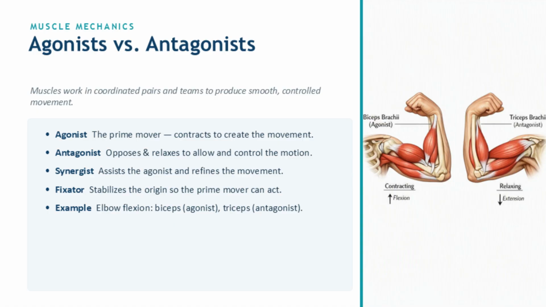Agonists versus antagonists. Movement rarely occurs through the action of a single muscle. Instead, muscles work together in coordinated groups.